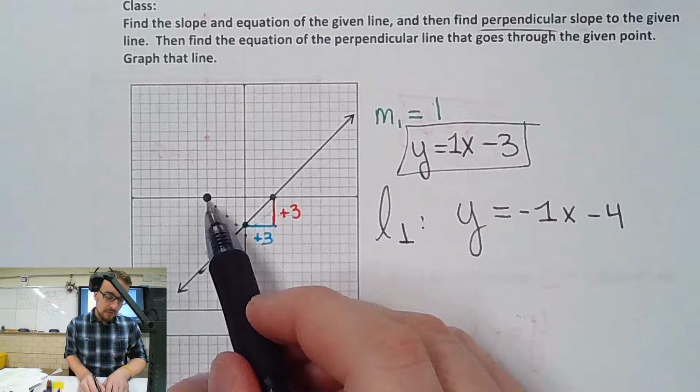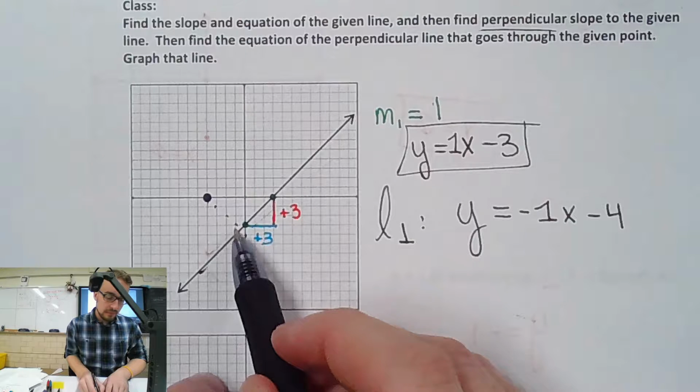See how if I do our slope from the point, it crosses at -4?